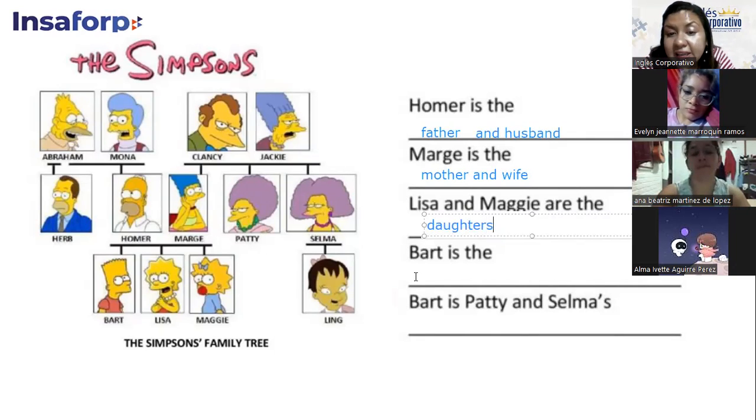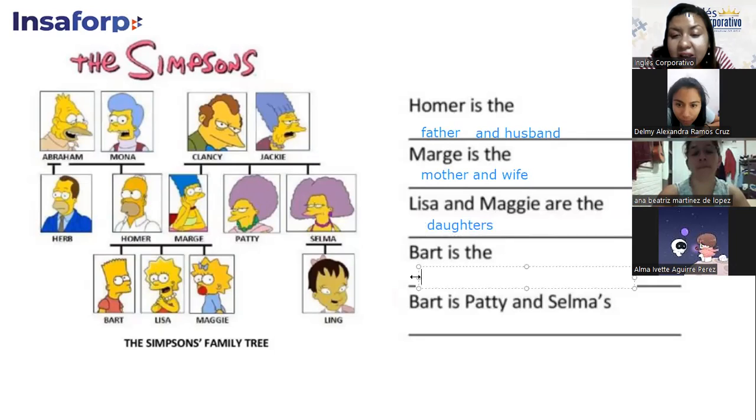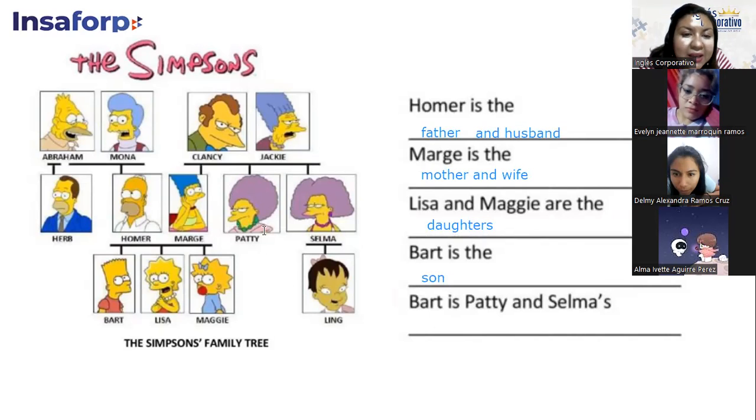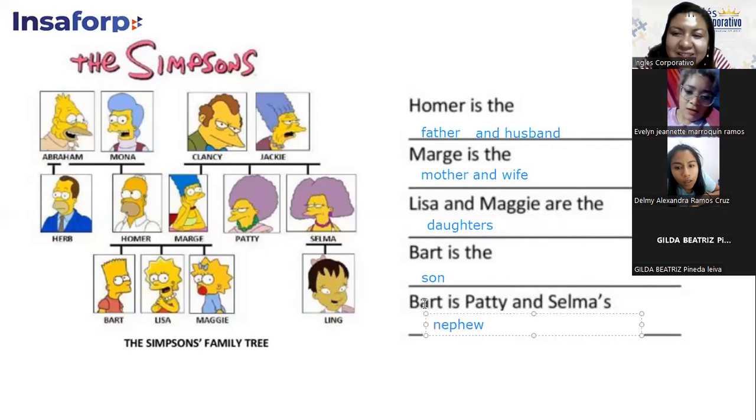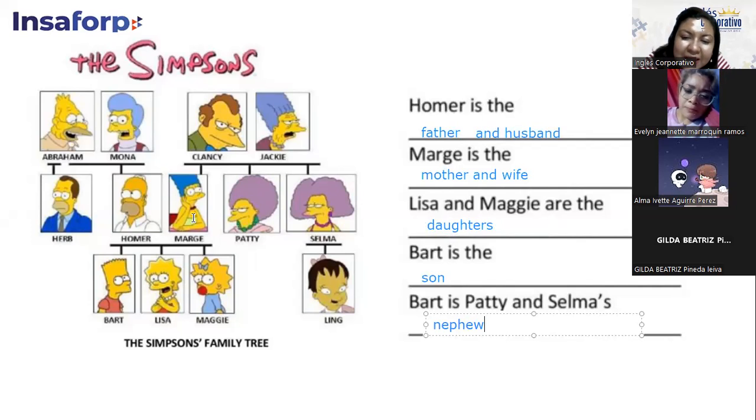And Bart is the son. Bart is Patty and Selma's nephew. Very nice. Bart is Patty and Selma's nephew, because they are Marge's sisters, so they are the aunts, right? So Bart is Patty and Selma's nephew.